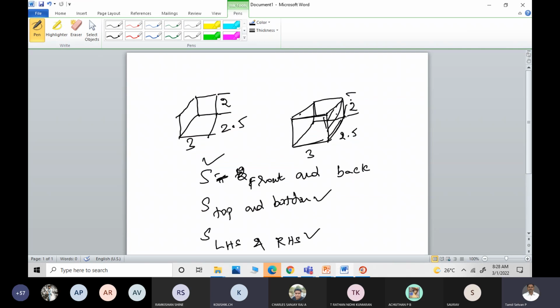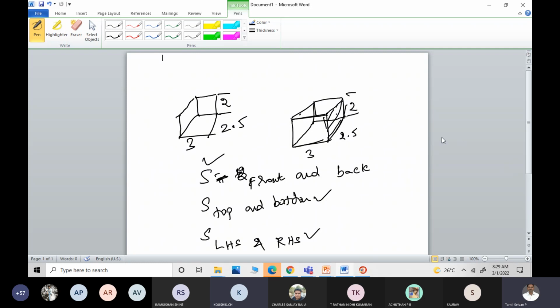3, 2.5, 2. So this area is 2.5 into 2. The bottom surface area is 3 into 2.5, and the top surface area is again 3 into 2.5. The two sides are 2.5 into 2. And front face and back face is 3 into 2.5. Sorry, 3 into 2. Is it okay? Front side area is 3 into 2. Side area is 2.5 into 2. And top and bottom is 3 into 2.5. Like that you have to find out the areas.